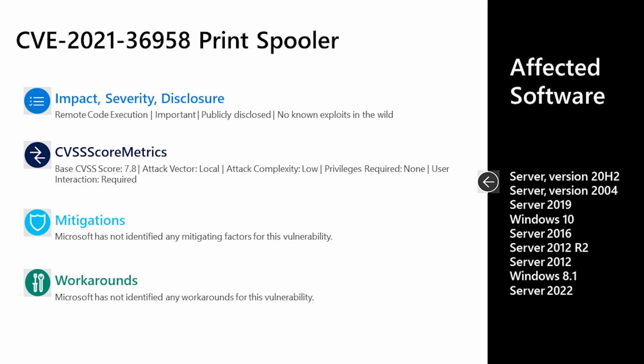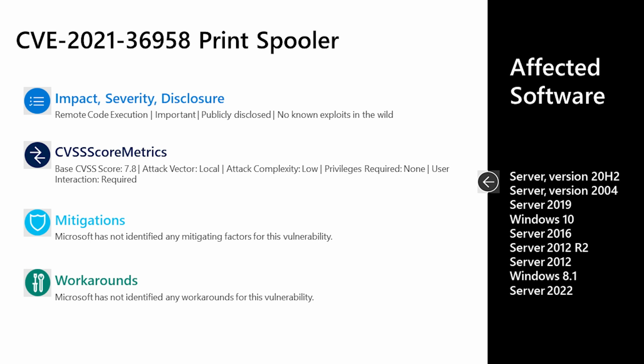So let's talk about a vulnerability that's been in the news lately. After the August release, there was a vulnerability that was disclosed. This is CVE-2021-36958, a remote code execution vulnerability in the print spooler. As I mentioned, this vulnerability was disclosed in August. Unfortunately, there were no updates associated with it at that time. September brings us updates for this vulnerability.